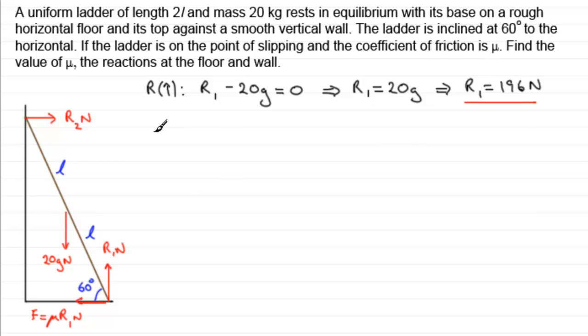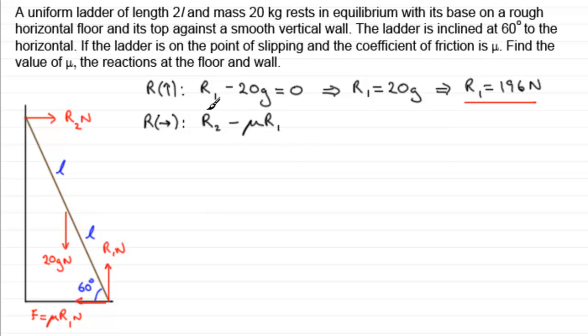We need another equation, and we get that from resolving horizontally. You can resolve horizontally taking left or right as positive. I'm going to take right as positive. Again, it doesn't matter. If I take right as positive, then I've got R2 acting to the right. And then I've got the frictional force, mu R1, which acts to the left, so that'd be minus mu R1. As for the weight, 20g, and the reaction from the floor, they're perpendicular to the horizontal direction, so they won't enter into this equation.